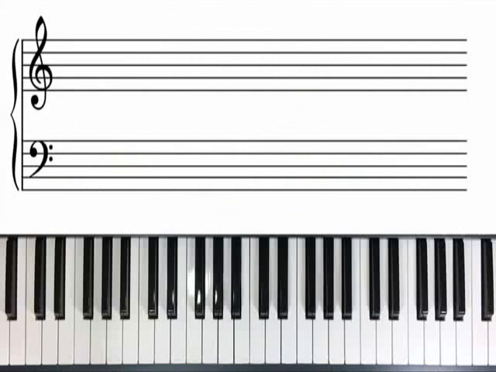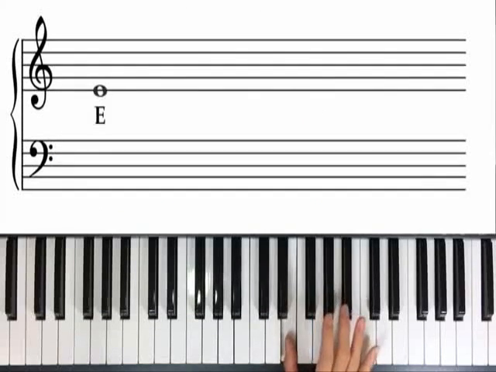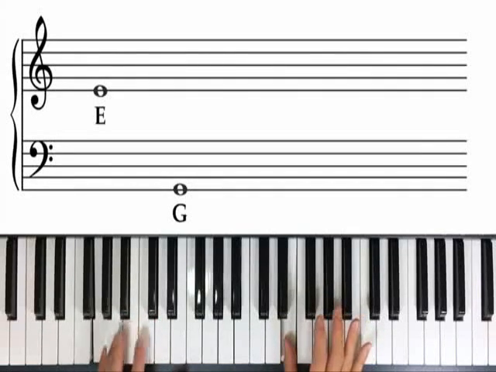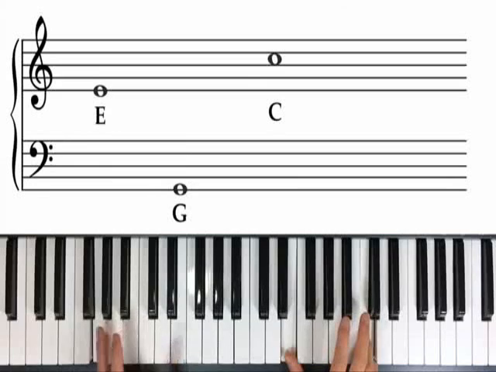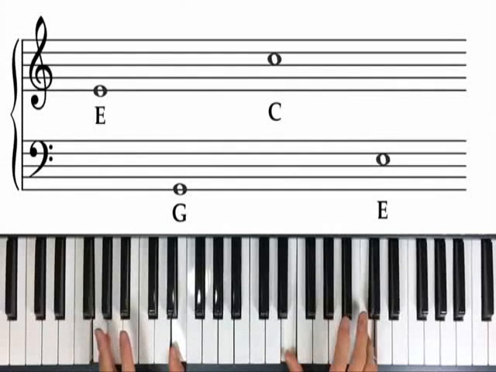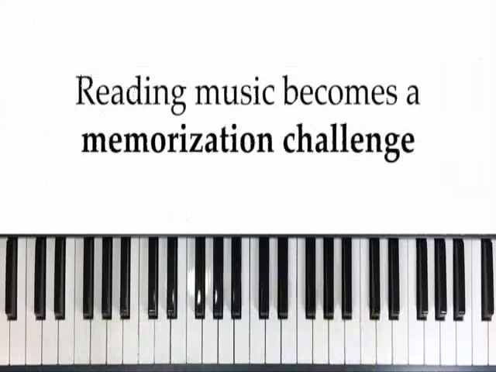Now here we have a clean staff, and here the first line in the treble clef is an E. However, the first line in the bass clef is a G. The second space from the top is a C. But in the bass clef, that same note is an E. The lines and spaces are different in both clefs, so reading music becomes a memorization challenge.